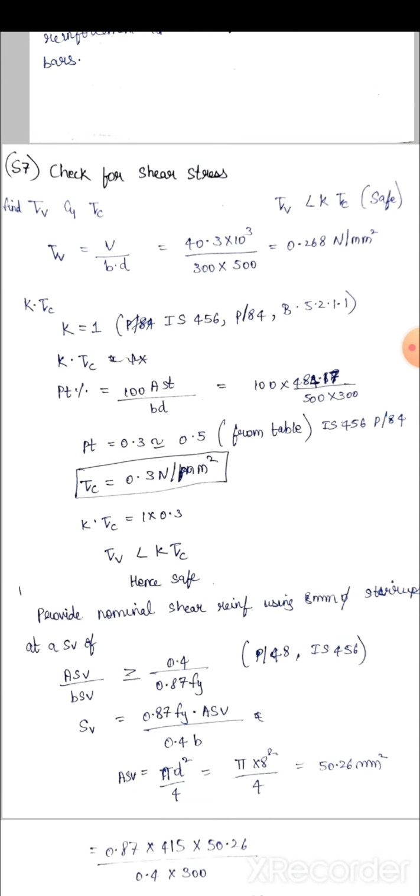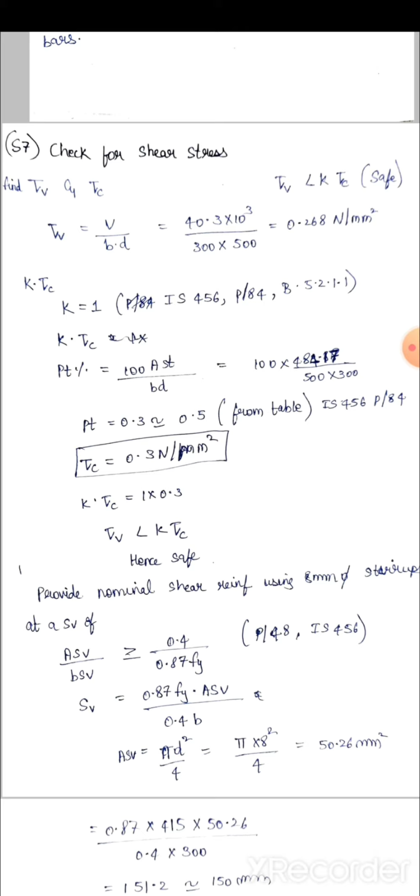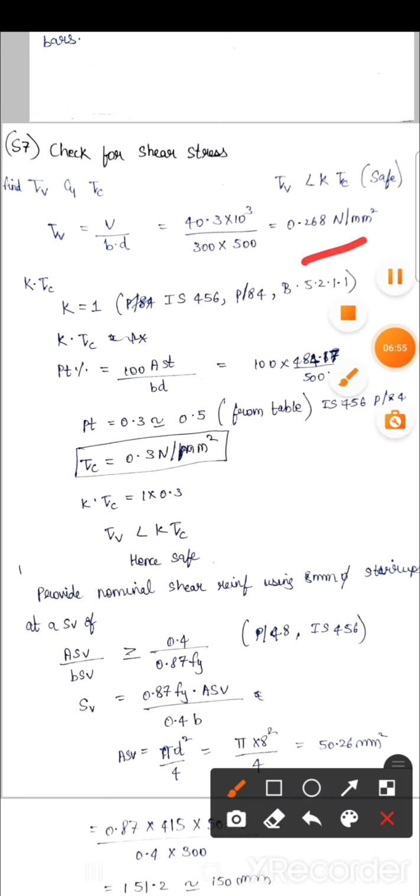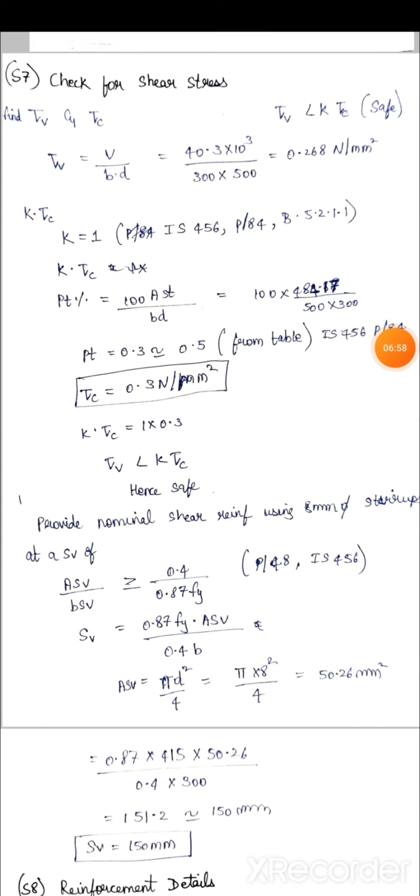Next step is check for shear stress. This is used to find tau v and tau c values. If tau v is smaller than tau c, the design is safe. Tau v formula is V by B into D. V is shear force and B is breadth and D is depth provided. The answer is 0.268. Next, K into tau c. K value is in IS456 page number 84.